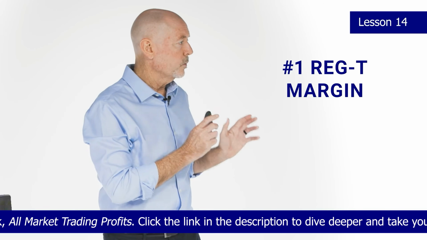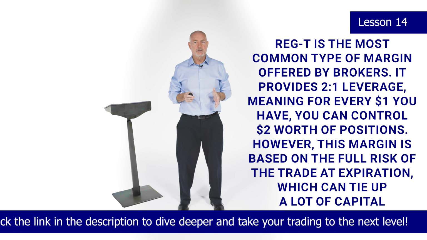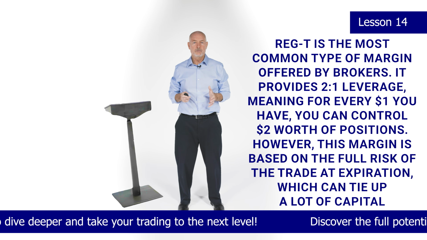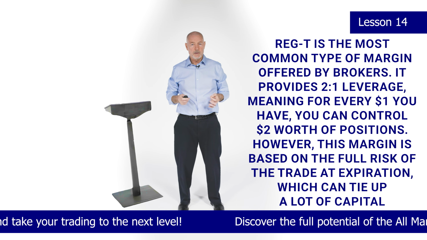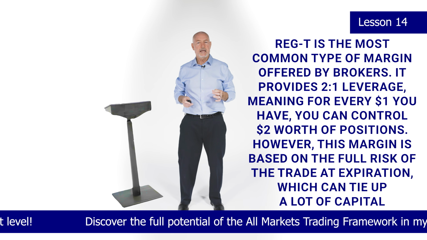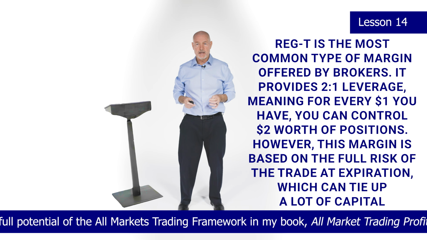Number one, Reg T margin. Reg T is the most common type of margin offered by brokers. It provides a 2-to-1 leverage, meaning for every dollar you have, you can control $2 worth of positions. However, this margin is based on the full risk of the trade at expiration in a risk graph, which can tie up a lot of capital.